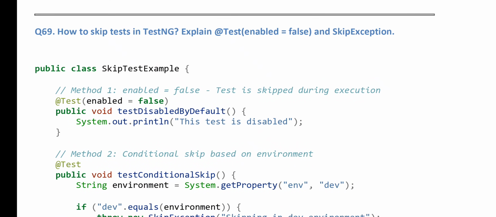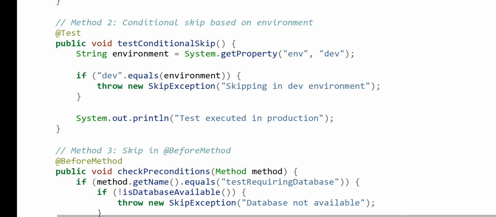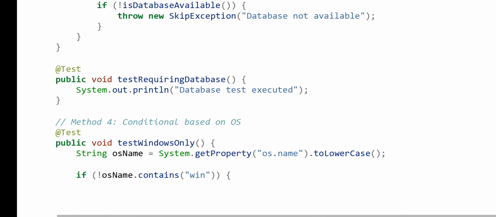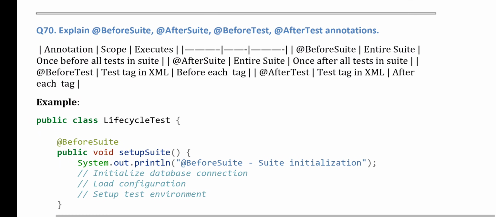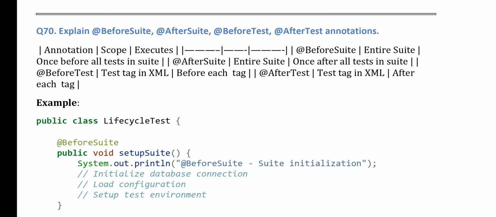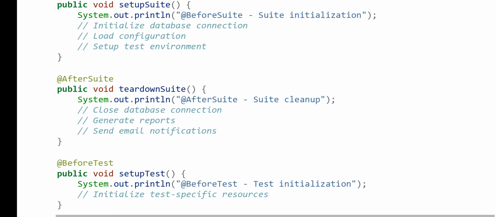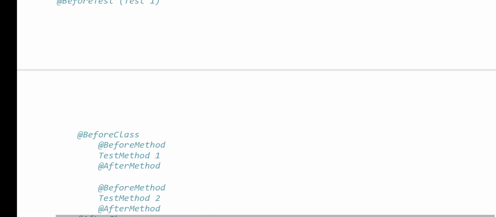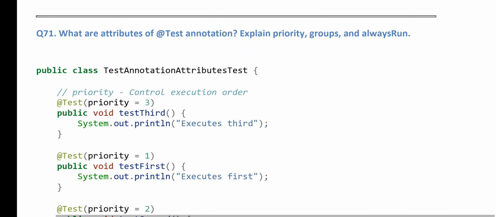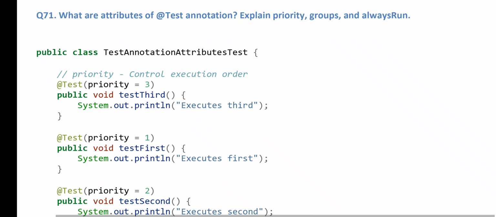How to skip tests in TestNG? Can you explain the @Test(enabled = false) annotation and skip execution? Explain the before suite, after suite, before test and after test annotations. What are the attributes of @Test annotation? Explain priority, groups and always run.